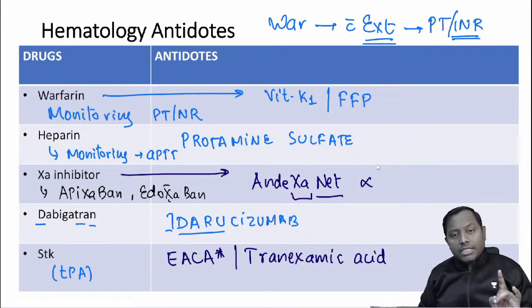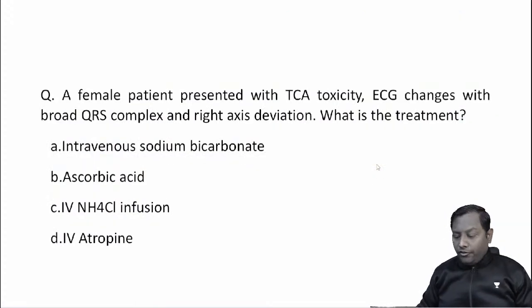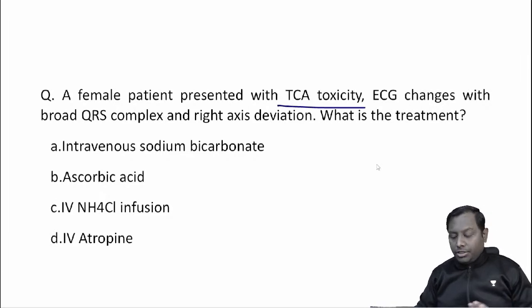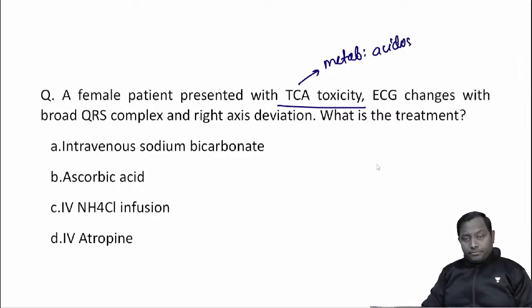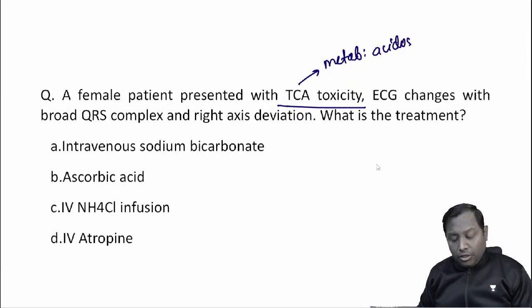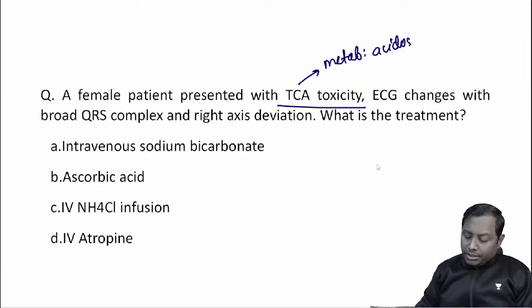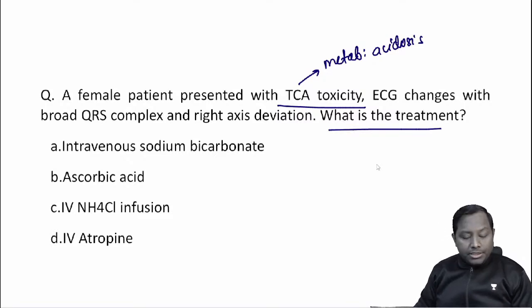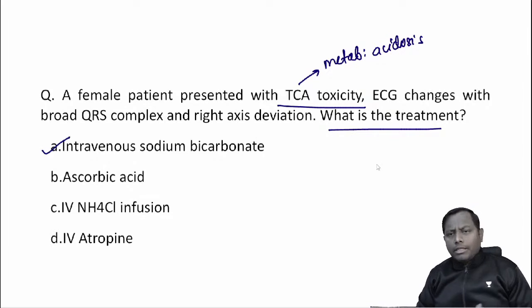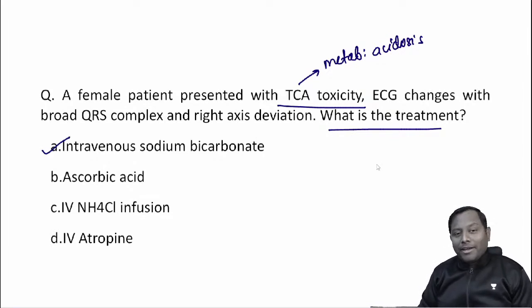And what kind of question has been asked? As I told you, in just the last examination they asked 5 questions. One of the questions was this: a female presented with TCA toxicity, right? TCA will be associated with metabolic acidosis. This can also induce arrhythmia, and can lead to QRS changes and QT prolongation as well. What is the treatment? What kind of drug are you going to use? IV sodium bicarbonate. I think it's very easy. You're not going to use ascorbic acid, NH4Cl or atropine. Very good.